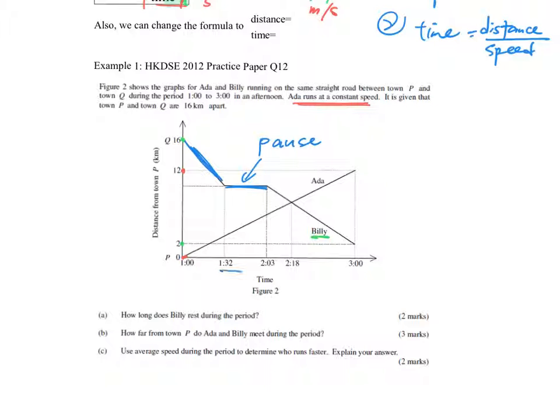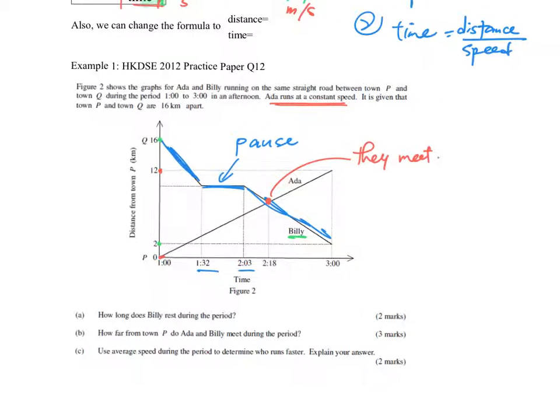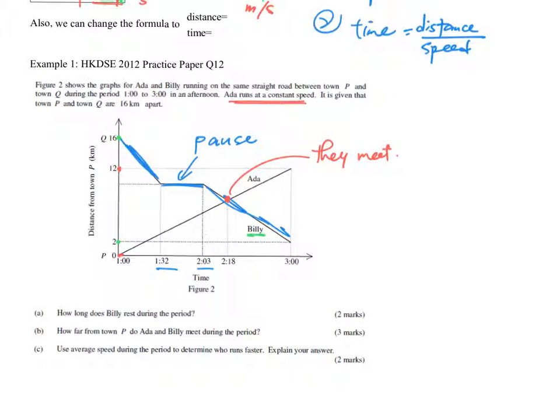From 1:32 to 2:03. After that he runs again. So this is the idea of how Billy is running from point Q to P. There is one more point worth noting, which is the point of intersection between Ada and Billy. That's what it means by they meet each other in the picture. Now we come to the details of the calculation. Let's start from part A. It asks how long Billy rests, takes a break, pauses during the period.